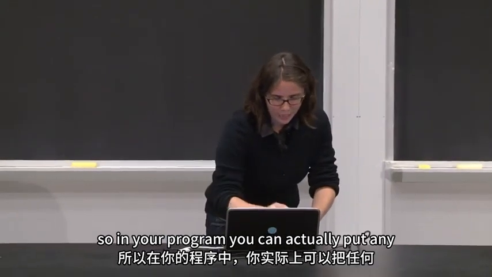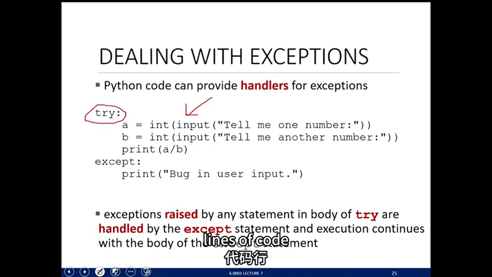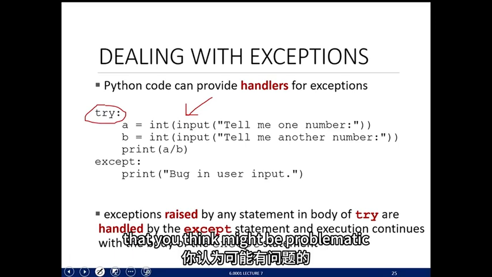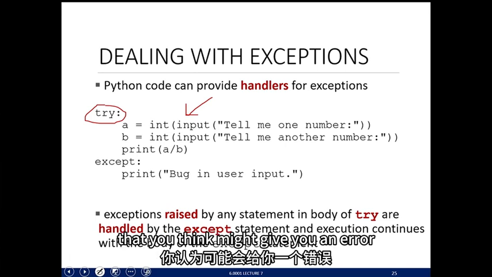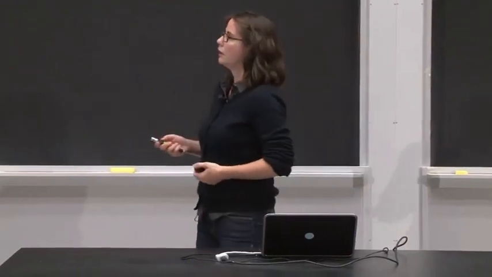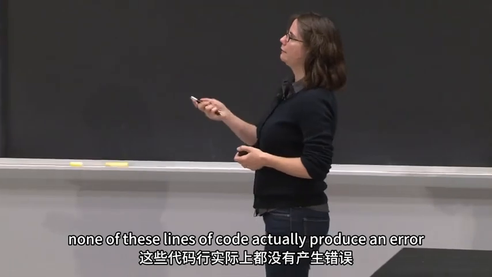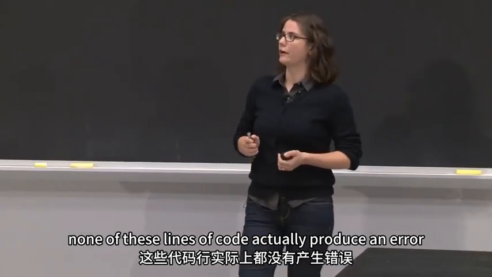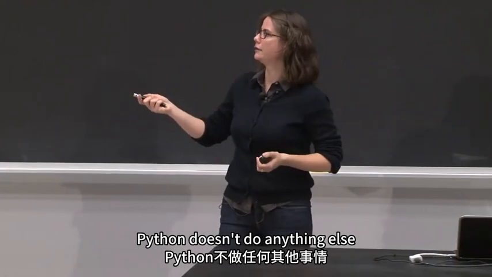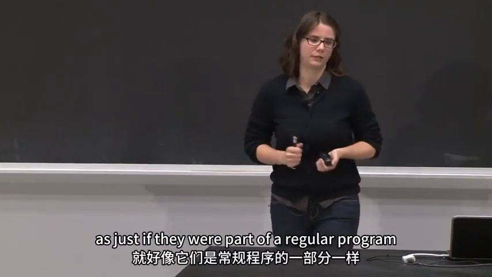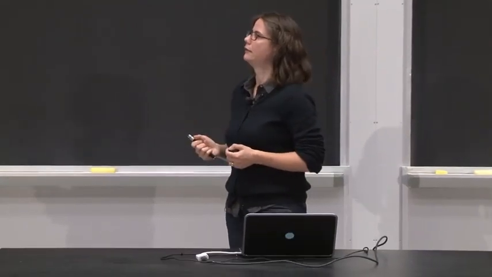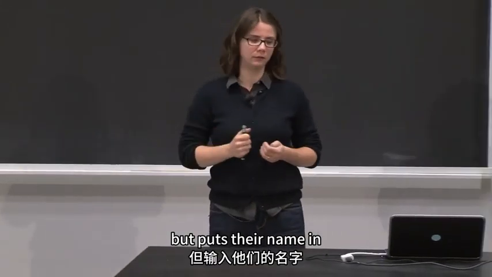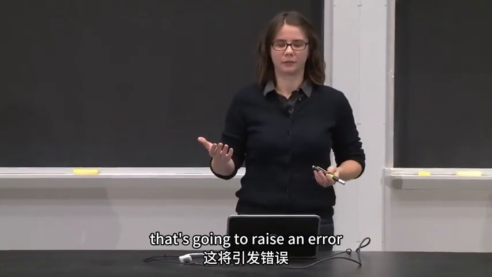In your program, you can actually put any lines of code that you think might be problematic, that might give you an error, an exception, in this try block. So you say try colon, and you put in any lines of code that you think might give you an error. If none of these lines of code actually produce an error, then great. Python doesn't do anything else. It treats them as if they were part of a regular program. But if an error does come up, for example, if someone doesn't put in a number but puts their name in, that's going to raise an error, specifically a value error.